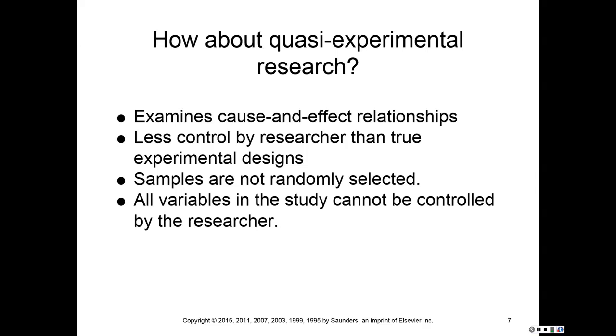Quasi-experimental research does examine cause and effect relationships. There is less control by the researcher than in true experimental designs. Samples are not randomly selected, and all variables in the study cannot be controlled by the researcher. It does involve implementing a treatment or an intervention. Okay?